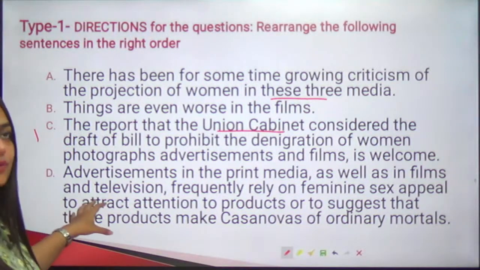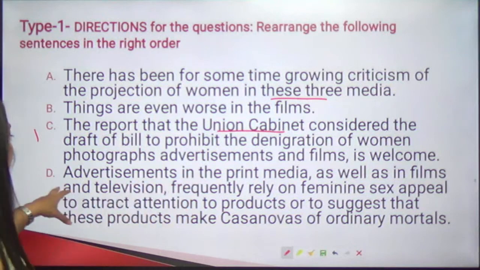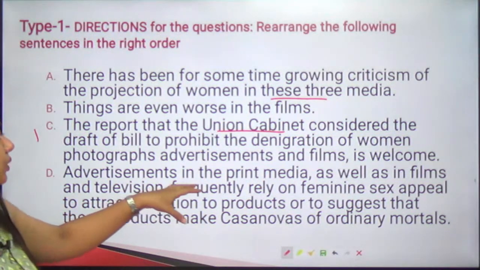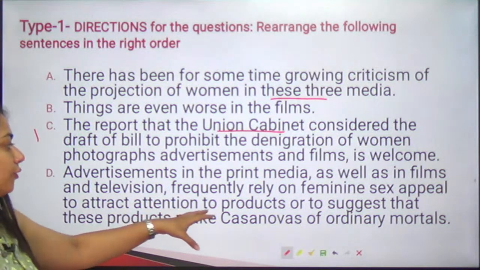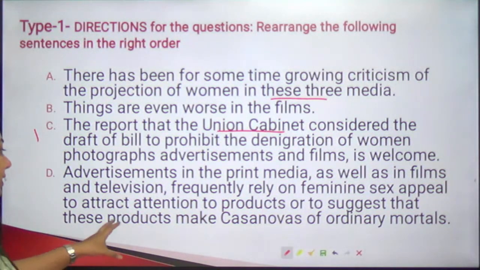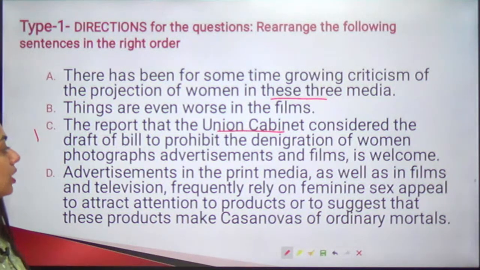Reading the last one for you. Advertisements in the print media as well as in the films and television frequently rely on feminine sex appeal to attract attention to products or to suggest that these products make Casanovas of ordinary mortals. So can this be the second sentence?